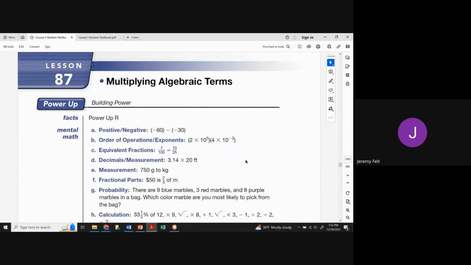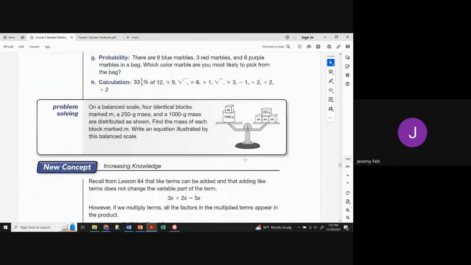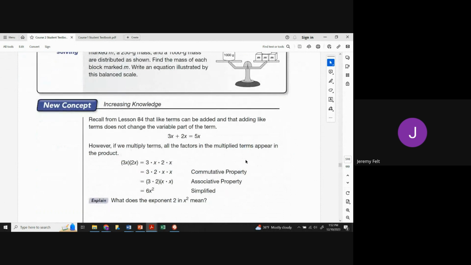All right, so lesson 87, multiplying algebraic terms. So if we have 3x plus 2x equals 5x, well, this is saying 3x or 3 times x. This is 2 times x, and this is 5 times x. But if we're adding, we know they've got to be like terms, same variable to the same power. So this is x, x, x, x to the power 1. We can add these up, and we can solve for x.